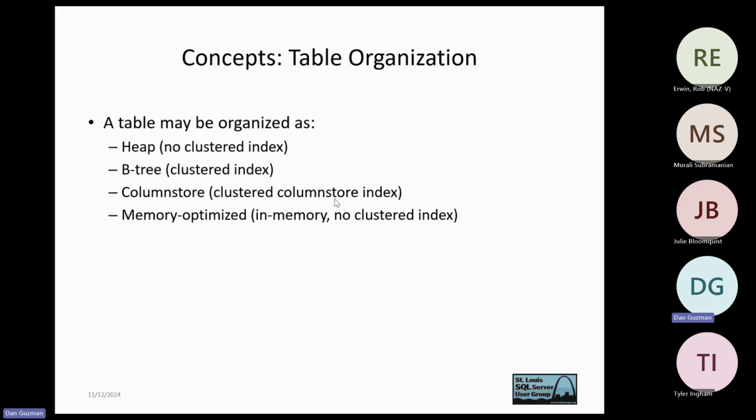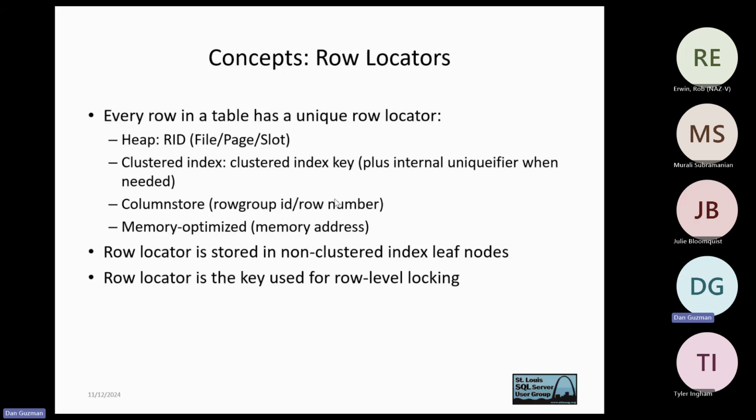In which case, when a table is organized as a memory optimized table, there is no clustered index because there's no need for one, because the actual memory addresses suffice as the pointer, if you will, to individual rows in the table. And to that end, every row in a table has a unique row locator that SQL Server maintains, its physical location, if you will, or it's the way that SQL Server actually gets to the row on the table.